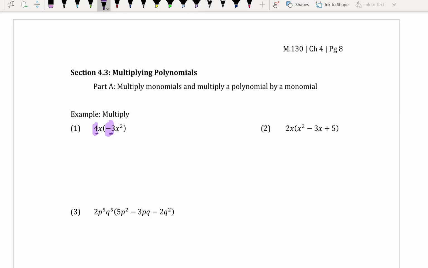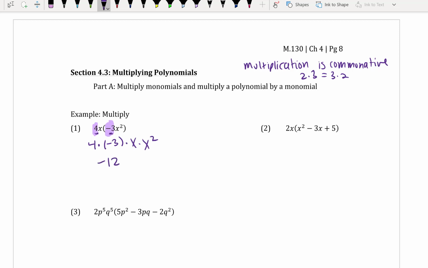So I can even go ahead and write that as 4 times -3, and I also have the x times the x squared. Remember that multiplication is commutative. So 2 times 3 is the same as 3 times 2. So it doesn't matter in what order it happens because multiplication, it doesn't matter. So when I rearrange this, all this is saying is multiplication. So now I can multiply 4 times -3, which is -12.